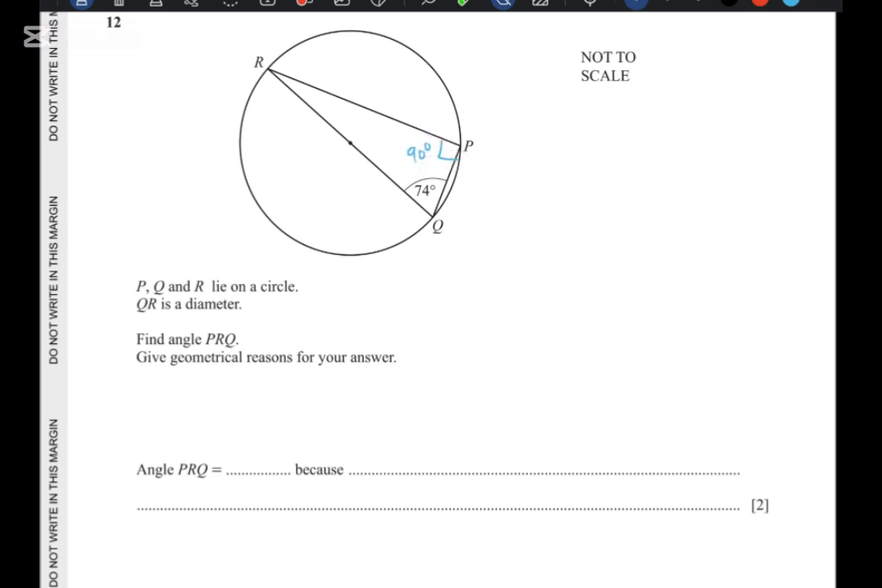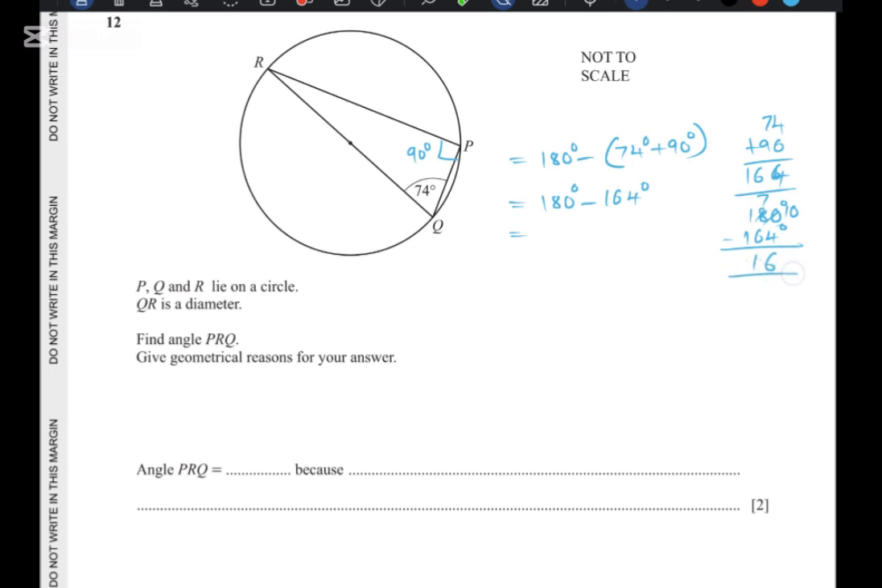Now you have two angles in this triangle PQR. So angle PRQ will be 180 minus 74 plus 90. So 180 minus 74 plus 90 will be 164. So 180 minus 164 will be 16 degrees. Write down the answer.